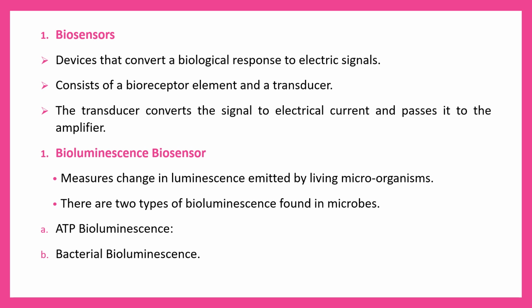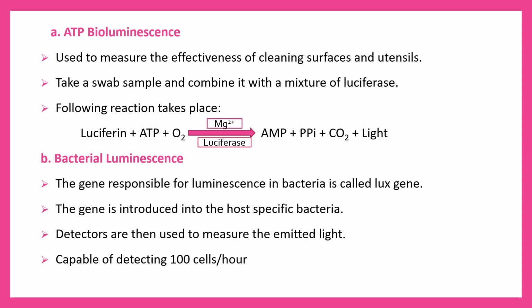There are two types of bioluminescence found in microbes. One is ATP bioluminescence, another one is bacterial bioluminescence. First, we'll see about ATP bioluminescence. It is used to measure the effectiveness of cleaning surfaces and utensils. Take a swab sample and combine it with a mixture of luciferase enzyme. The following reaction takes place: luciferin plus ATP plus oxygen, in the presence of luciferase enzyme, produces light.